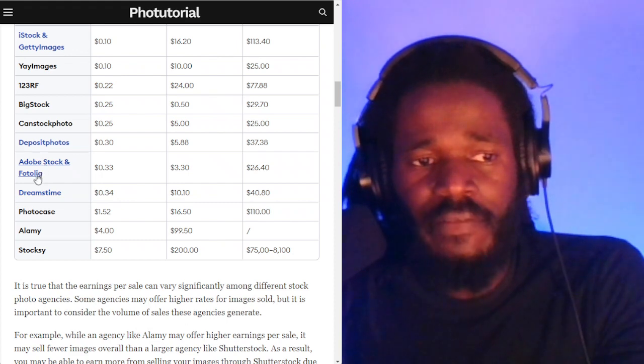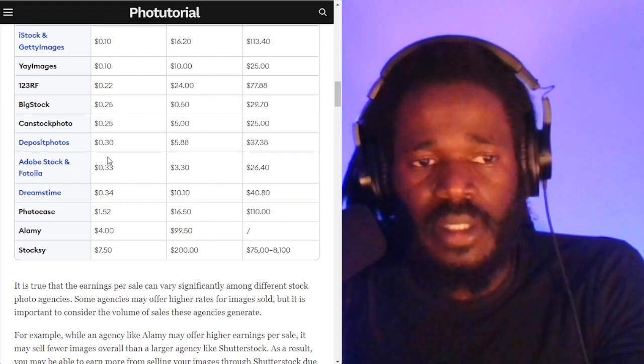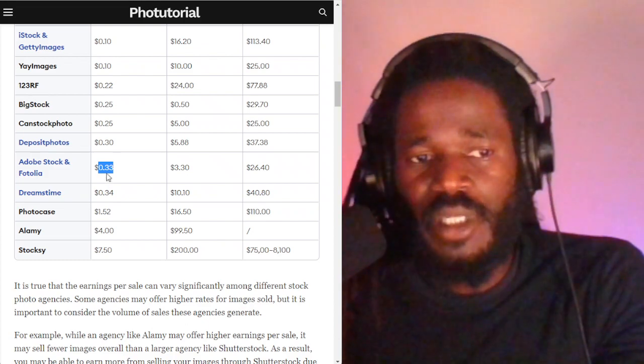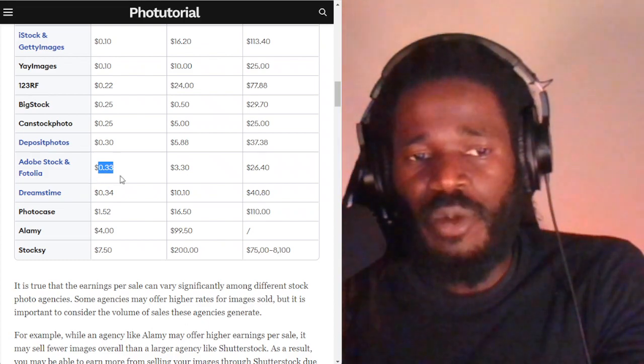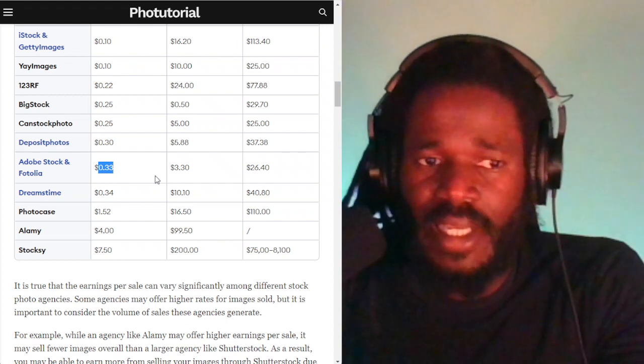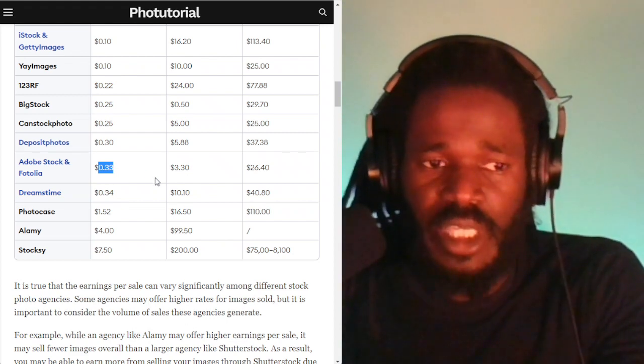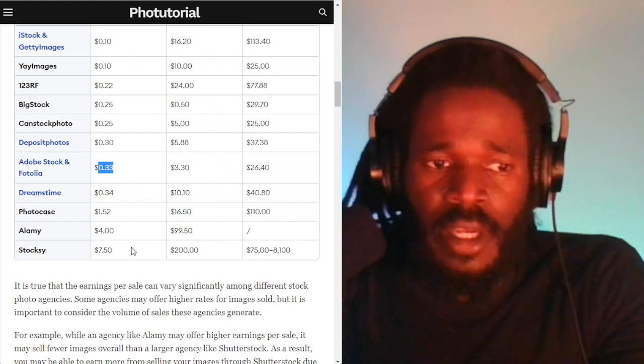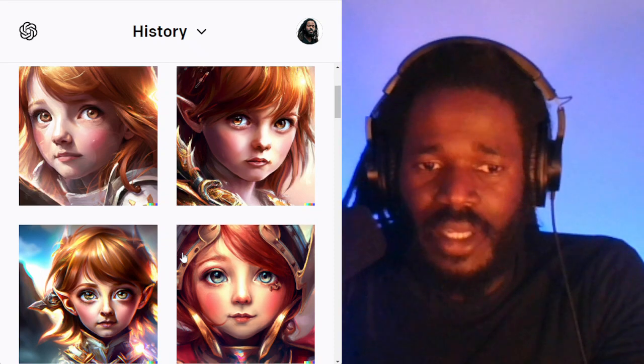Adobe Stock and Fotolia, 33 cents an image. So if you could get images up here, whenever you get a purchase, you're going to be in the profit. Remember, you're not getting the images for free. You got to buy them for 13 cents a piece. And the images that we're working with, we already know are quality.